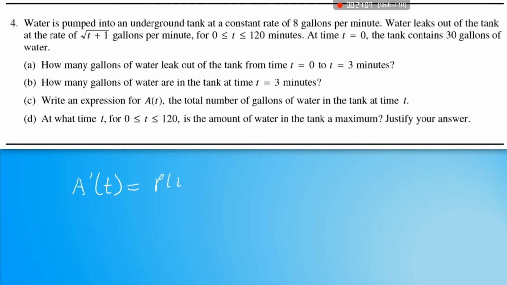Or P(t) minus L(t), which we said was 8 minus root t plus 1, dt. Okay, so if this is the slope, in order to get a maximum, I need to figure out when the slope is 0, and then we can do our derivative test, right? So I'm going to set this equal to 0, and we'll solve for t.